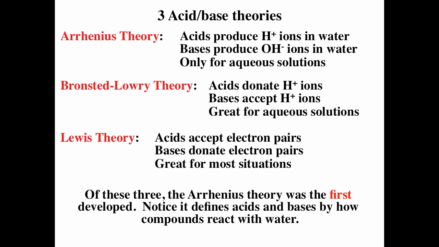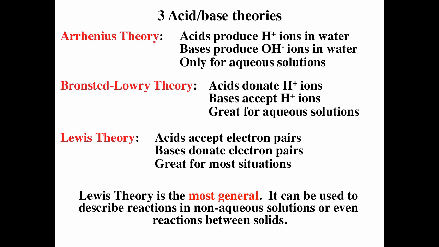Now Bronsted-Lowry theory and Lewis theories are a little bit more complex. They look at how a compound is behaving in a reaction. And so for both Bronsted-Lowry theory and Lewis theories, you could have something behaving like an acid in one reaction and it behaves like a base in another reaction. It depends on what it is reacting with.